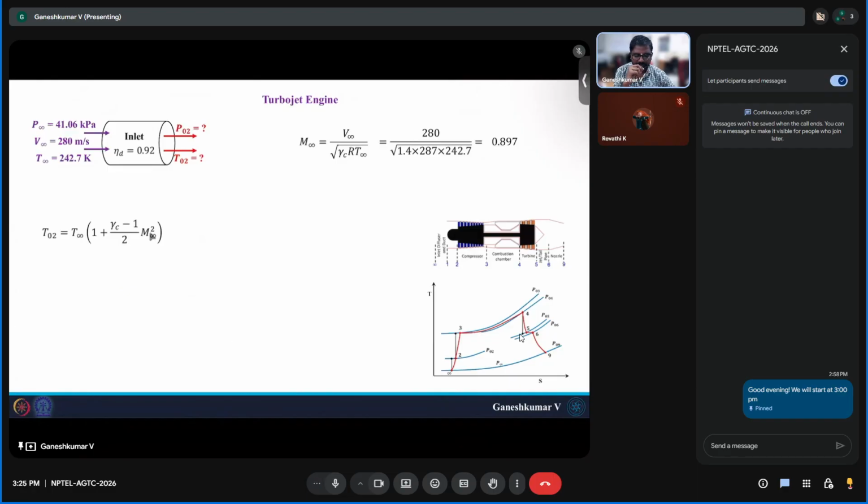Once you put this here, you can find out what T02 will be. T02 is nothing but the stagnation temperature. Since this is an adiabatic process, the stagnation temperature will not vary across the inlet. So if you substitute these numbers here, T infinity 242.7, gamma 1.4, and 0.897 squared, you would end up getting 281.76 Kelvin as your stagnation temperature. So your static temperature is 242.7 and your stagnation temperature is 281.76 Kelvin.